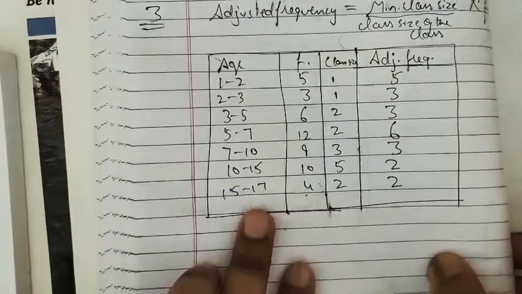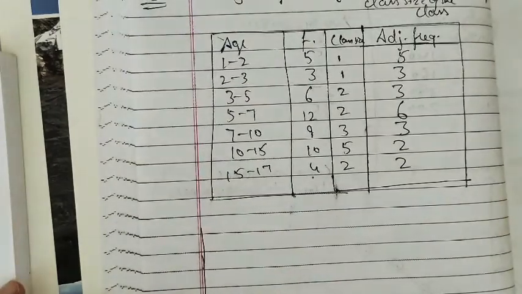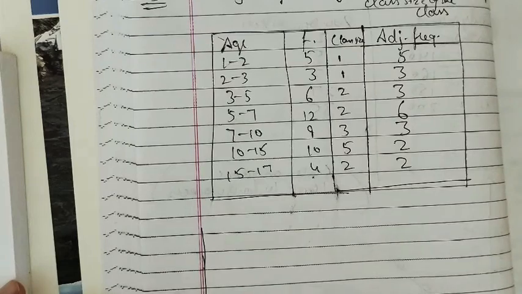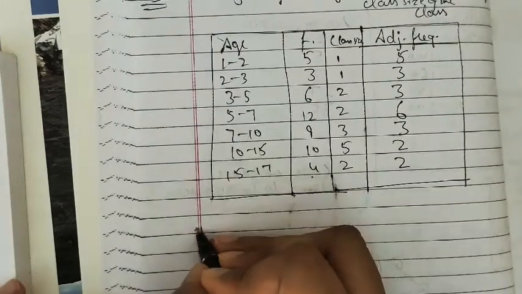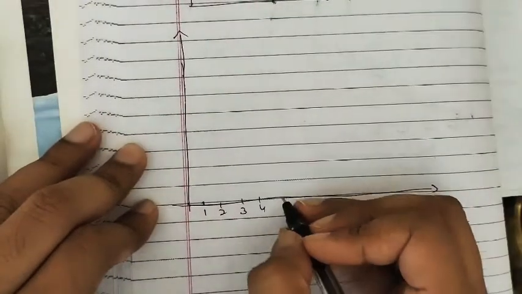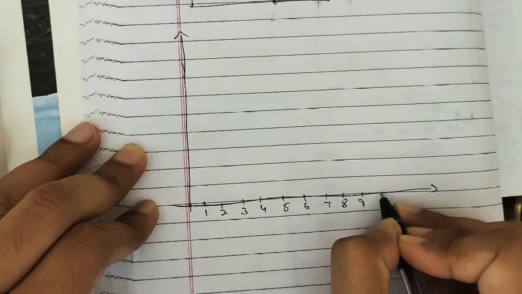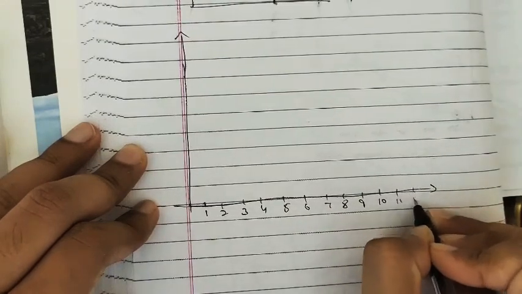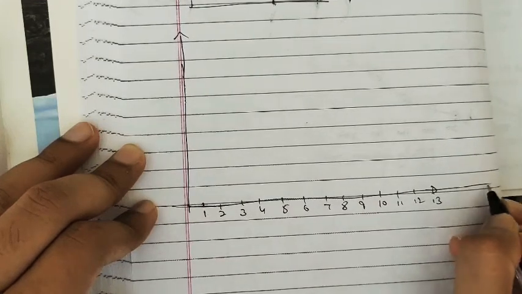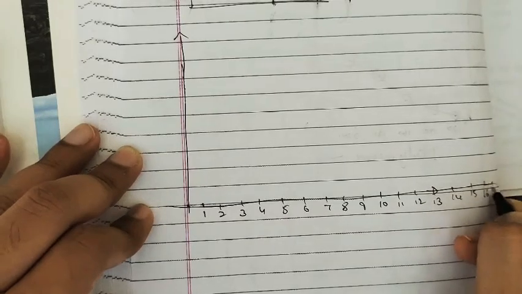Now this we have to draw on graph paper, right? So just make 2 axes. Use a scale and a graph paper. So 1, 2, 3, 4, 5, 6, 7, 8, 9, 10, 11, 12, 13, 14, 15, 16, and 17, right?